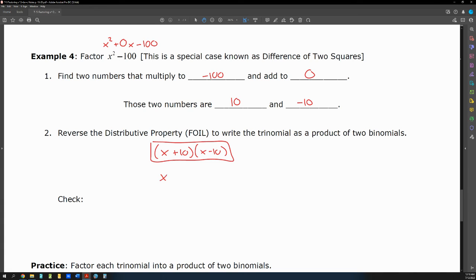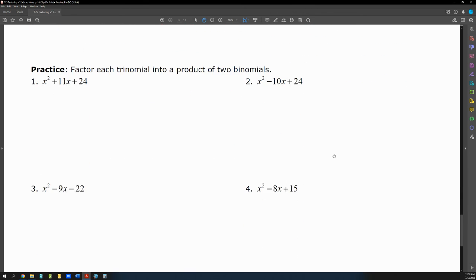So x times x, first, outer, inner, last. X times x is x squared. Outer, negative 10x. Inner, positive 10x. And last, minus 100. Combining like terms, you may notice that the negative 10x and positive 10x cancel out, which is exactly what we want, because we want to end up with x squared minus 100. We lose that linear term.